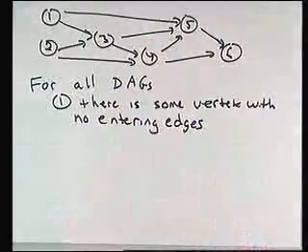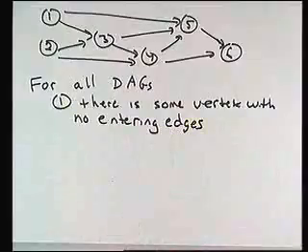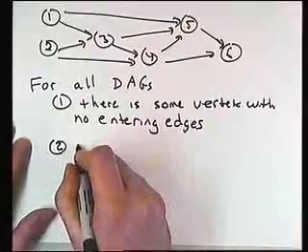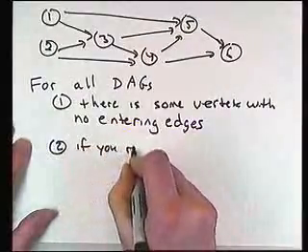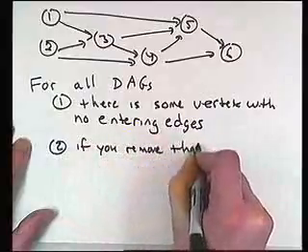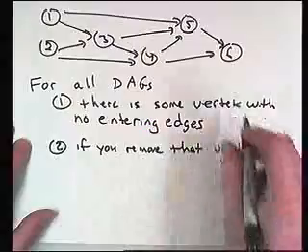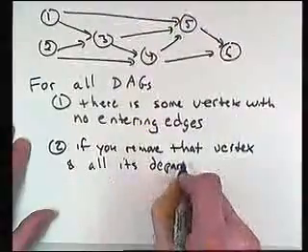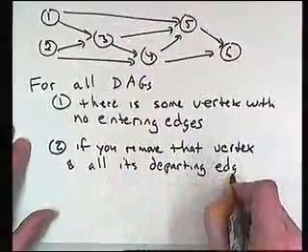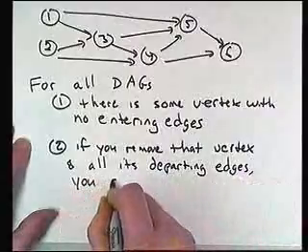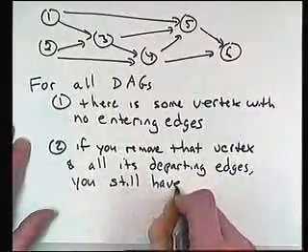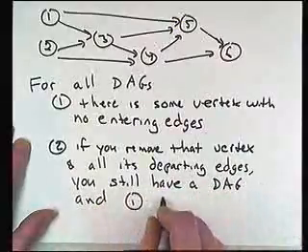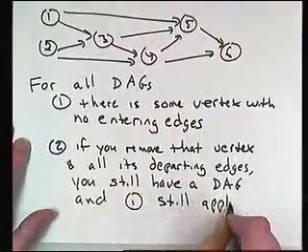So like I said, I'm not going to worry about proving that, but this is true for directed acyclic graphs. The second property, and this one's going to be a little easier to prove if you assume number one, is that if you remove that vertex, the one with no entering edges, and all its departing edges, you still have a directed acyclic graph, and property one still applies.